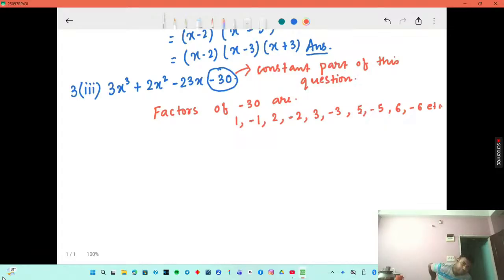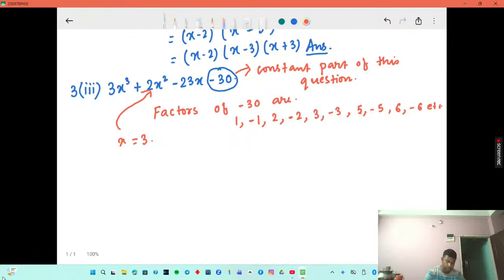Now we have to put each factor in this expression and see for which factor the resultant value is 0, meaning the remainder will be 0. After trying these factors, we can see that the resultant value is 0 for 3. So when we take the value of x as 3, the resultant value will be 0.